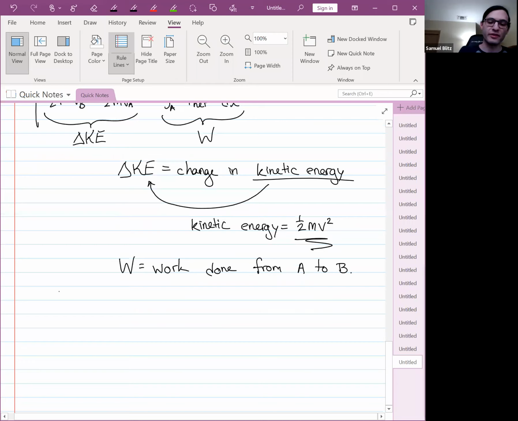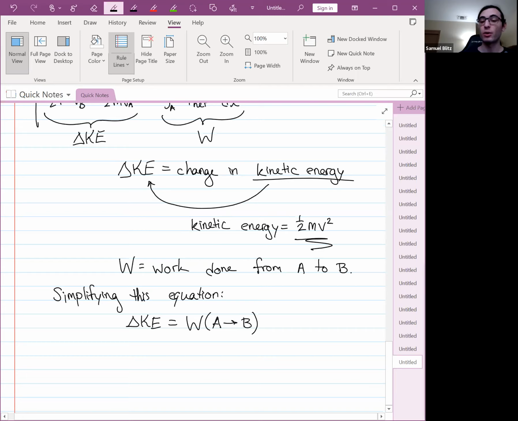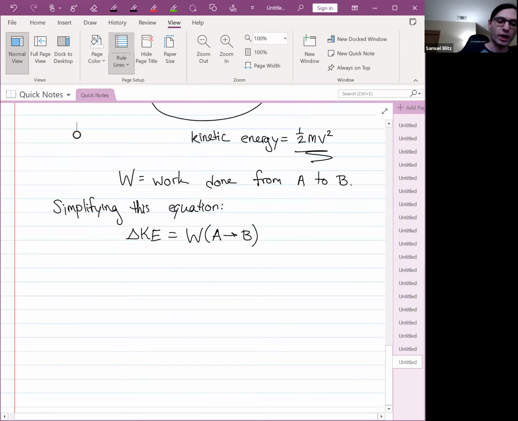So we can simplify this equation using this new language. Very simply, we get that the change in kinetic energy is equal to the work done from A to B. This is how we'll often write it. We'll say the work, and the first thing is where it starts, and the second thing is where it ends. So this is what's known as the work energy theorem. I'm going to write down the work energy theorem, and I'm going to write some words. I'm going to rewrite the formula that we've been writing, and put it all in a box so you have it all in one place.